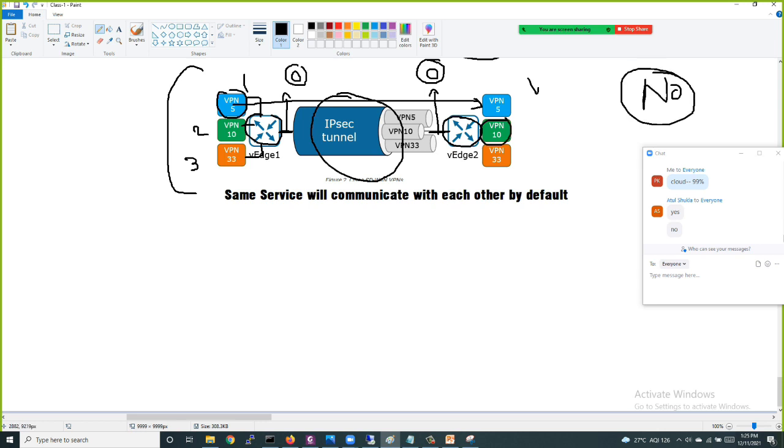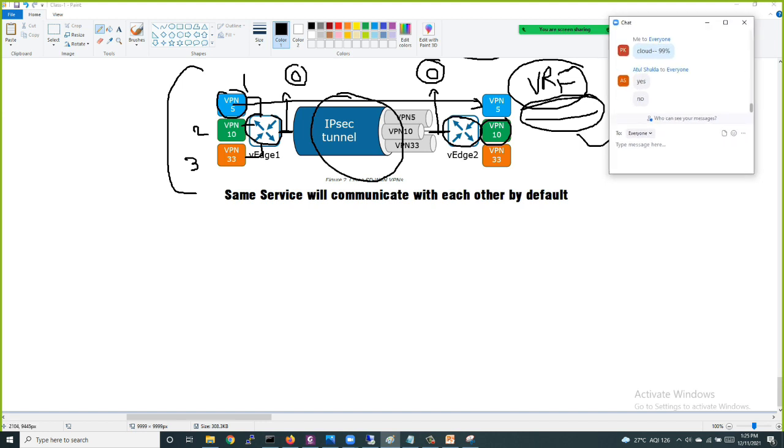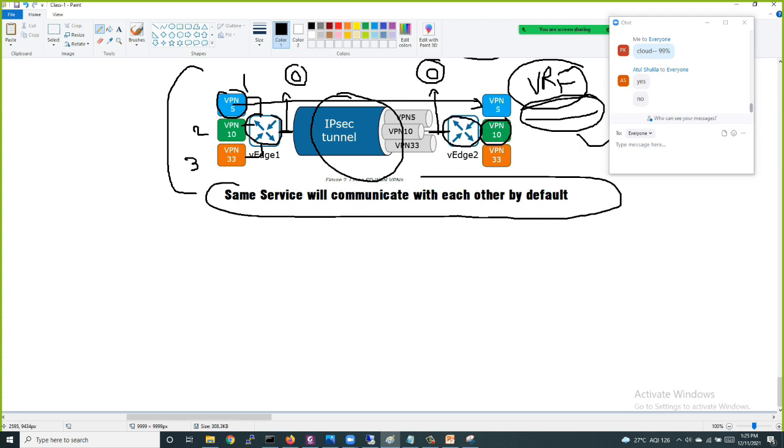What do you mean by VPN? VPN means VRF. VRF means we are virtually dividing the routing table of the router, right? So if we are dividing the routing table, why would I want them to communicate? But I'm not saying it is not possible. If you want to do it, you can do it by changing the default behavior, right? But by default, different VPNs will not communicate.